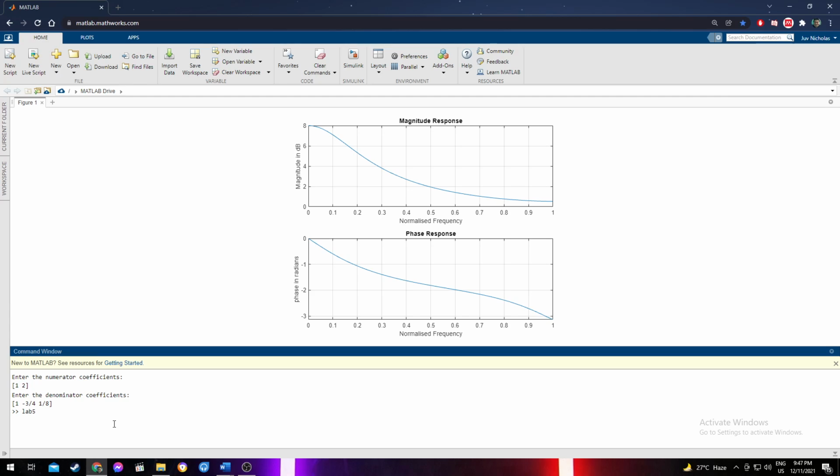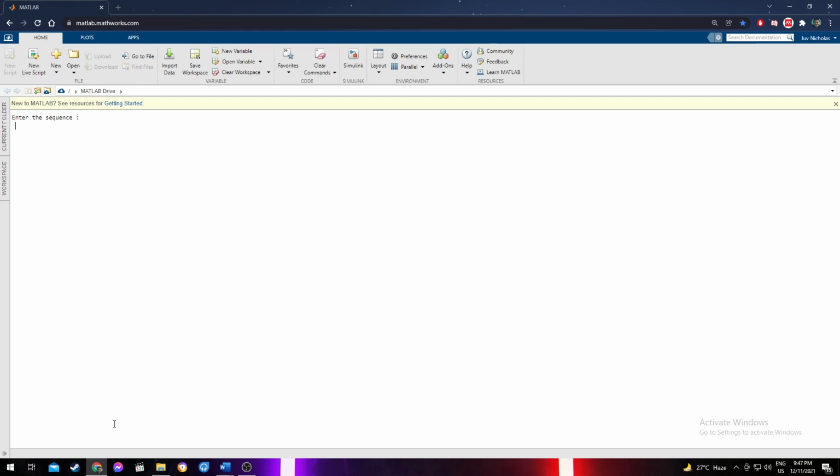Next one is number 5, to find an 8-point DFT of the sequence x of n equals 1, 2, 1, 2, 3, 4, 4, 3 using the FFT algorithm. So FFT is fast Fourier transform. So here we enter the given sequence, which is 1, 2, 1, 2, 3.